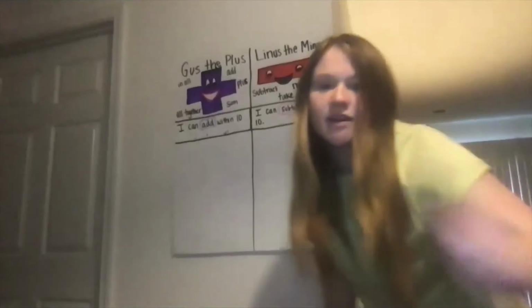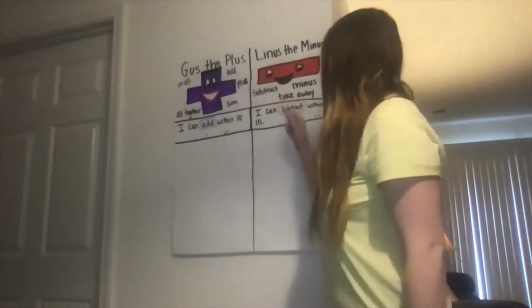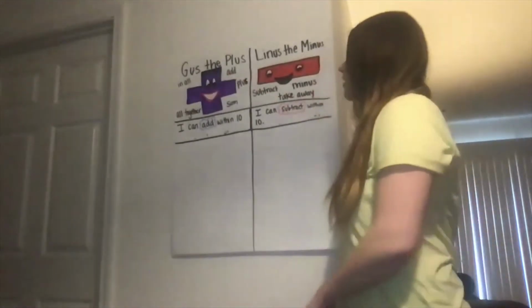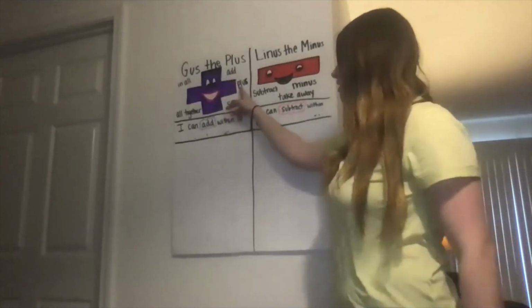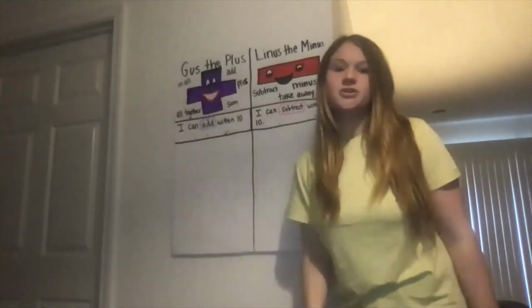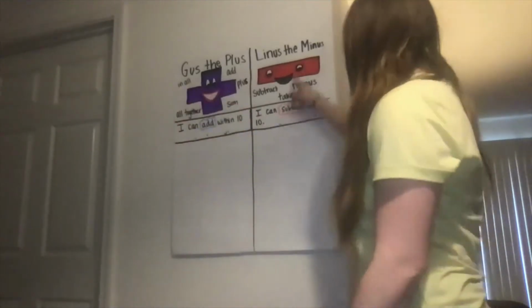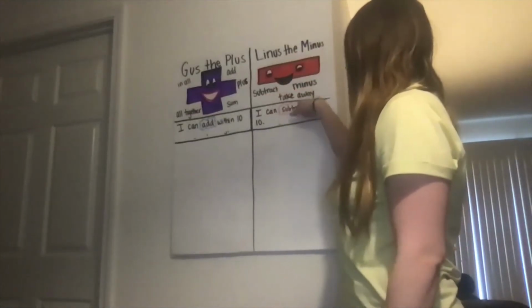subtract, okay? All right, friends, so here is our anchor chart, and we have Gus the Plus, and we have Linus the Minus. Gus the Plus is telling us that we need to add. So other keywords would be plus, sum, all together, and all. You may hear your teachers use those, okay? And then Linus the Minus, the keywords are subtract, minus, take away.